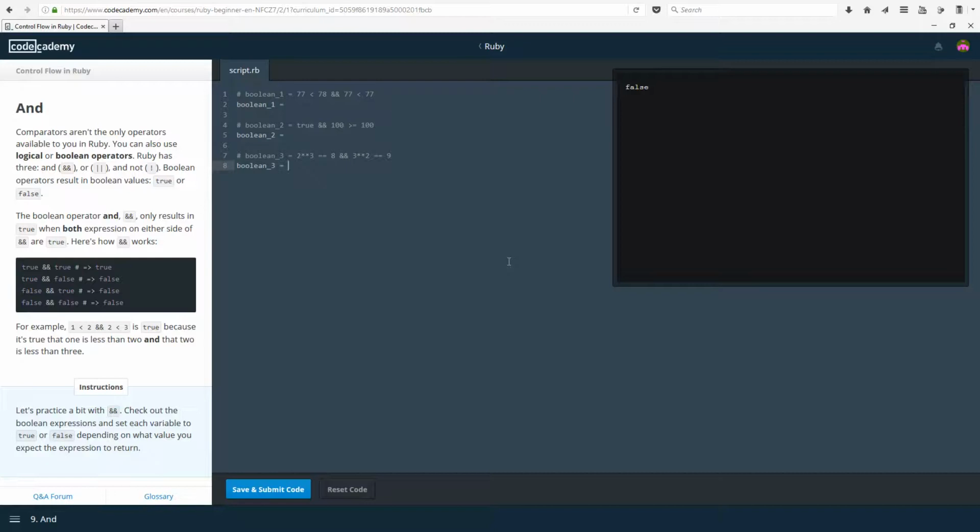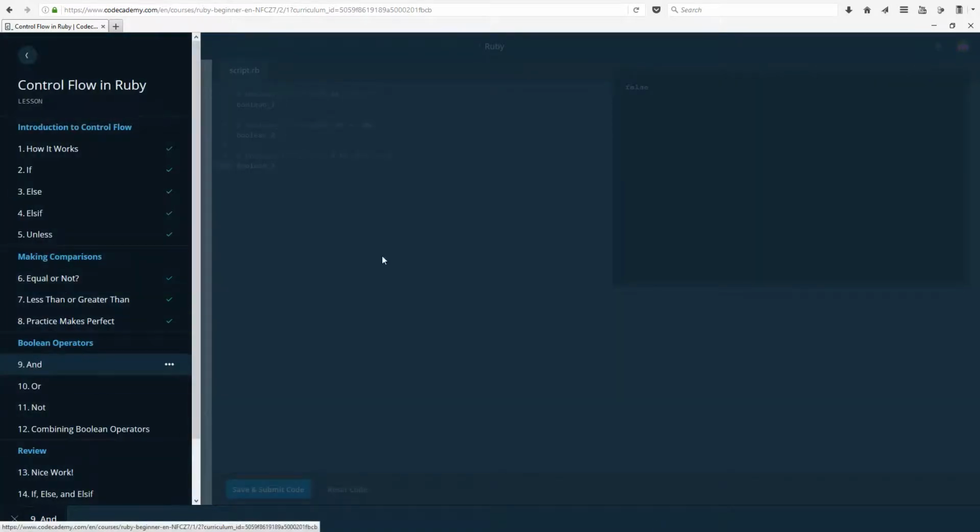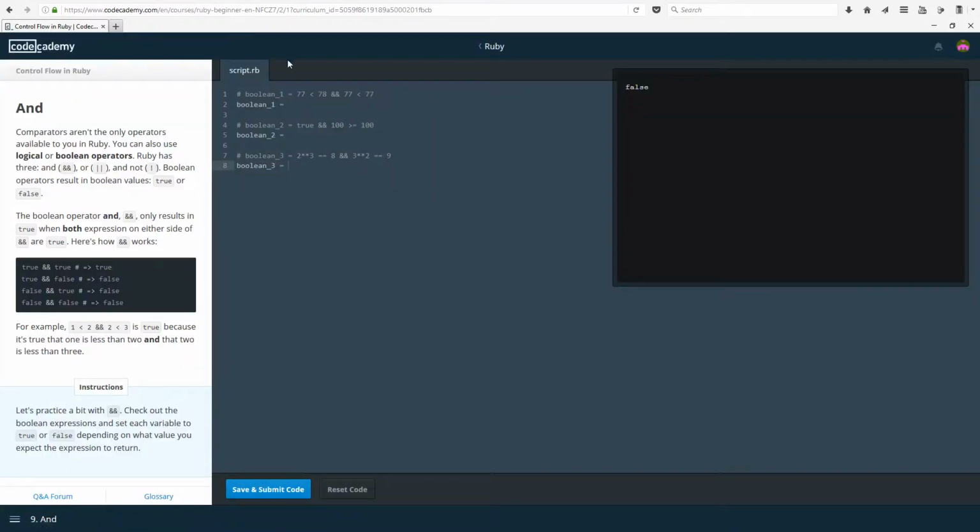Ruby has three. You have AND, marked with two ampersands, OR, marked with two pipe symbols, and NOT, an exclamation mark. As we saw previously, the not equal to operator is marked with an exclamation mark and equal to. And that's similar here, not. Boolean operators result in the Boolean values true or false, just like the previous operators as well. So equal to or not, less than or greater than, those also return a Boolean value. But these actually make a bit more sense because they are logical, and logical means true or false.